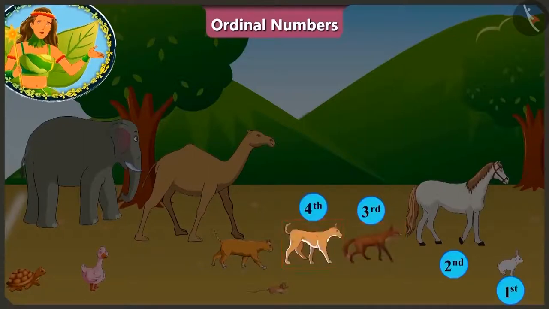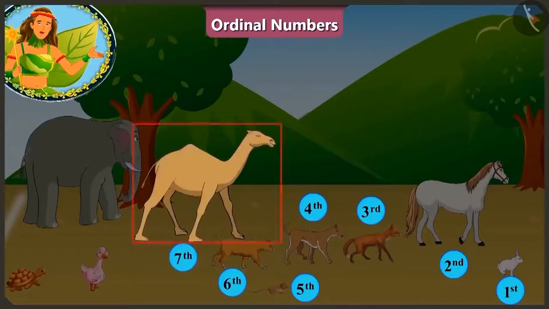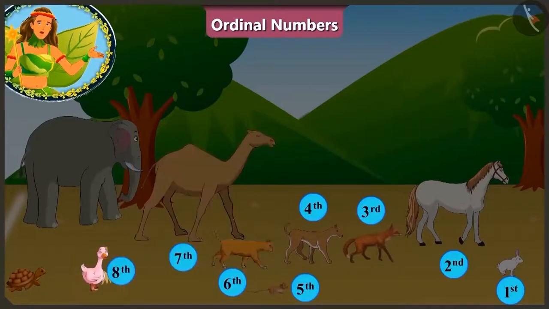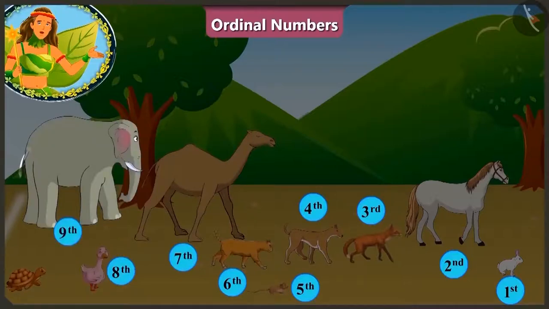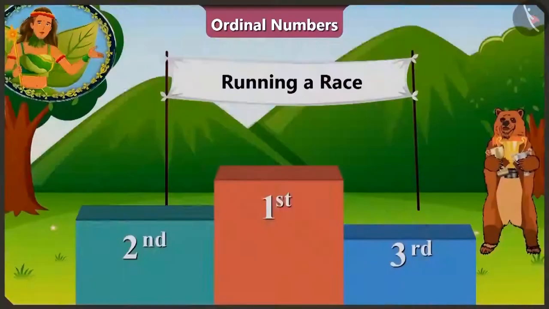At the fourth position is the dog. After him rat. And at the sixth position is the cat. The camel is at the seventh position and behind him is the duck. At the ninth position is the elephant and at the last position is the tortoise.